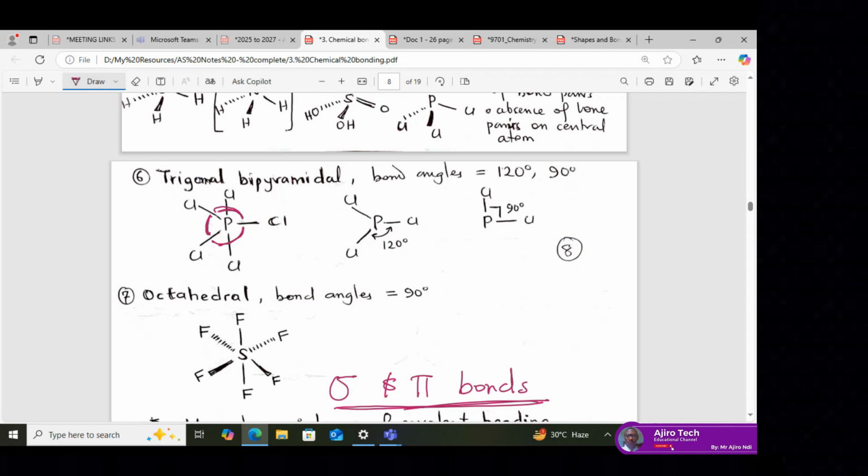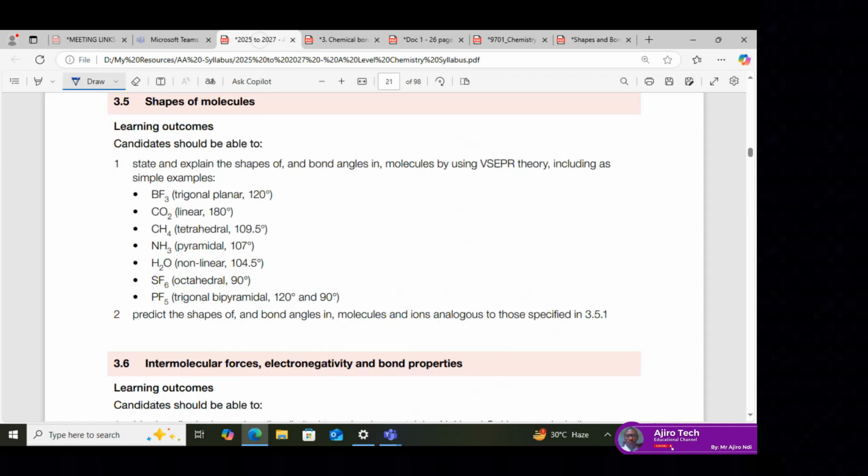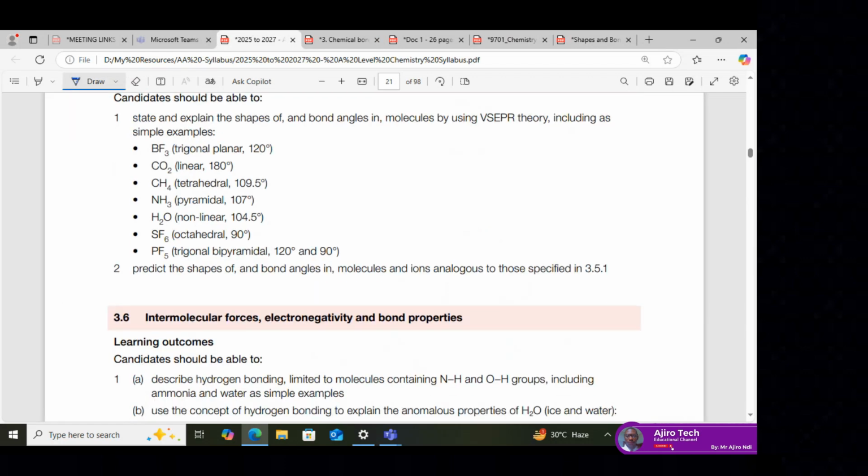I have to demonstrate this for you so it makes sense. When there's a meeting, I will put on my camera and demonstrate it so you understand. Same thing with octahedral. So there are six types of shapes of molecules that you have to know. Is that okay? Then after that, read the shape.